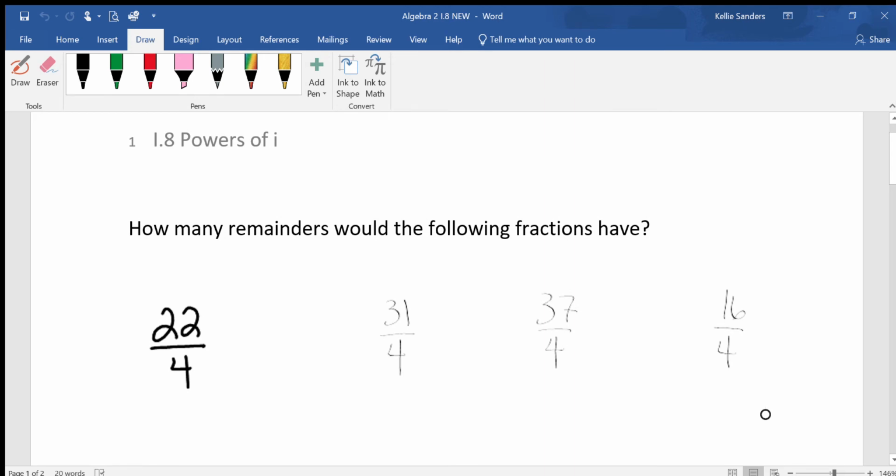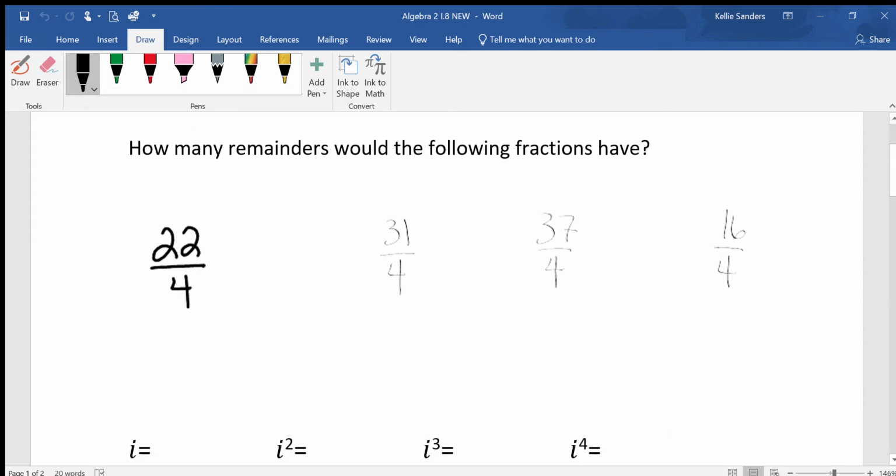Powers of i. Give me just a little bit on this. It's going to be a little bit different, but at the end, you're like, okay, we can do this. It's no big deal. But give me just a little bit to explain why everything is going to be done the way that you're going to do it.